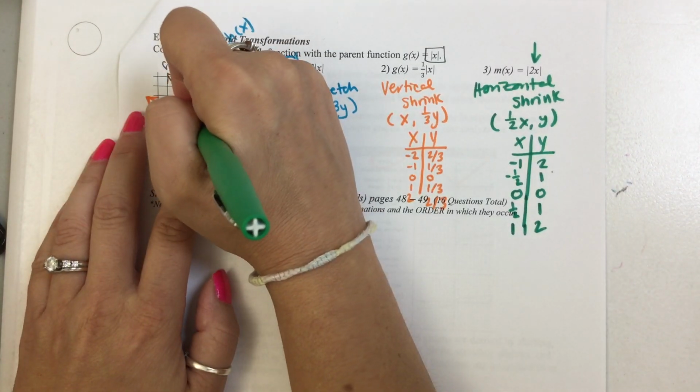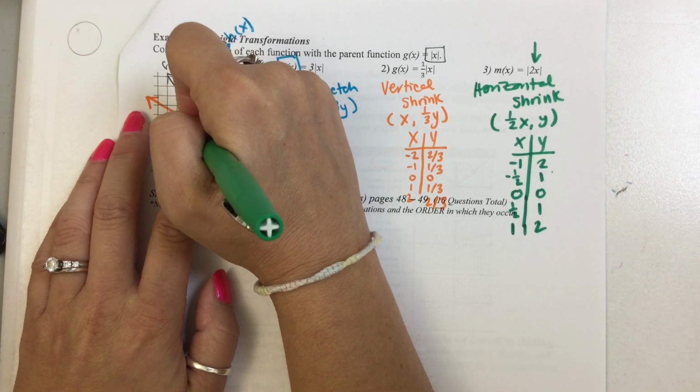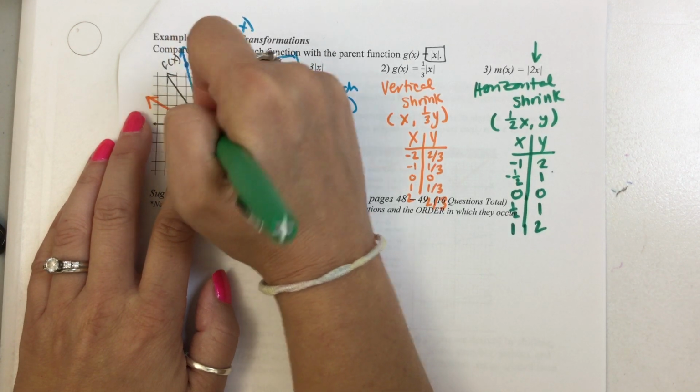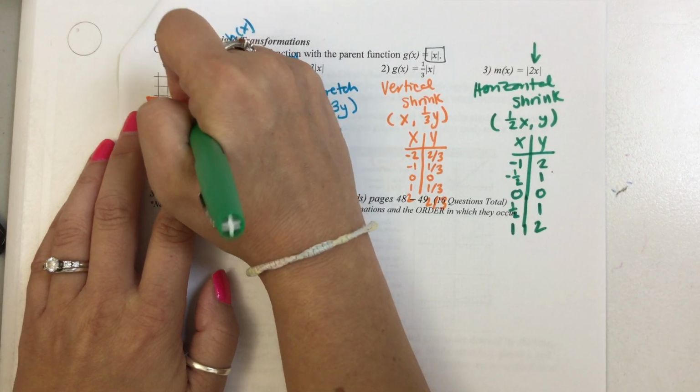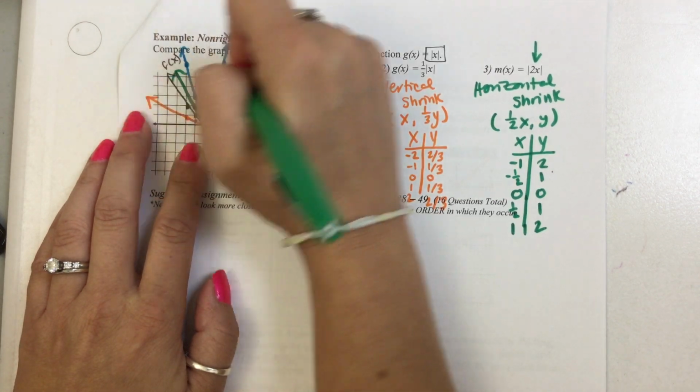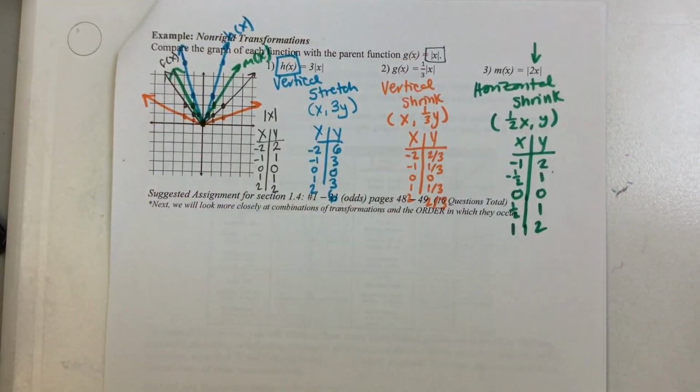I go to the left 1, I go up 2. I go to the left 1/2, I go up 1, 0, 0. Right 1/2, up 1. Right 1, up 2. Go ahead and connect the points. This is m of x.